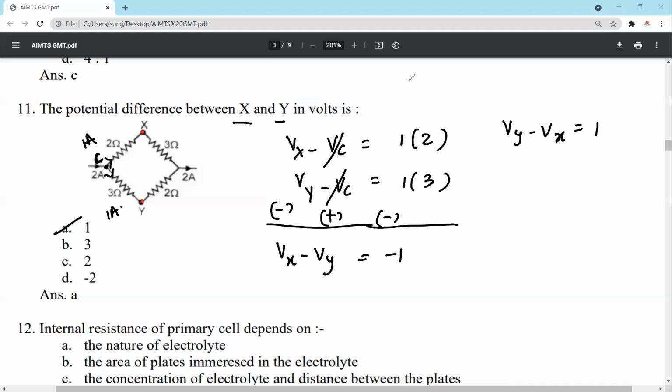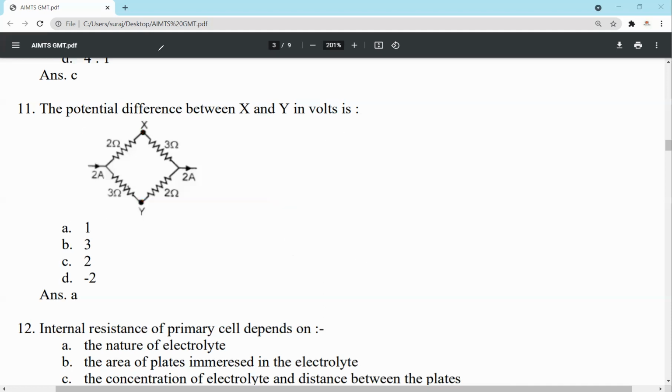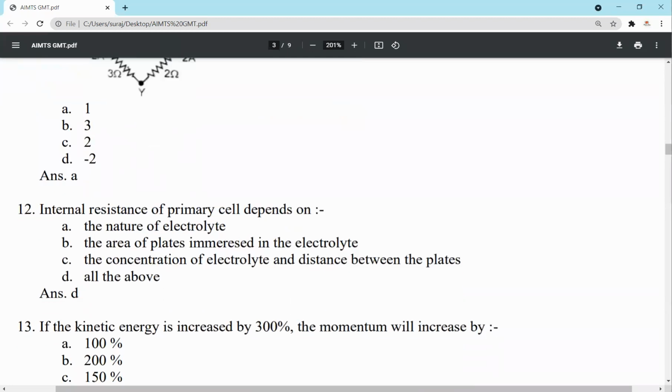Next, question number 12. Internal resistance of a primary cell depends on what? The nature of electrolyte. Yes. See, internal resistance in the cell is basically due to the electrolyte.